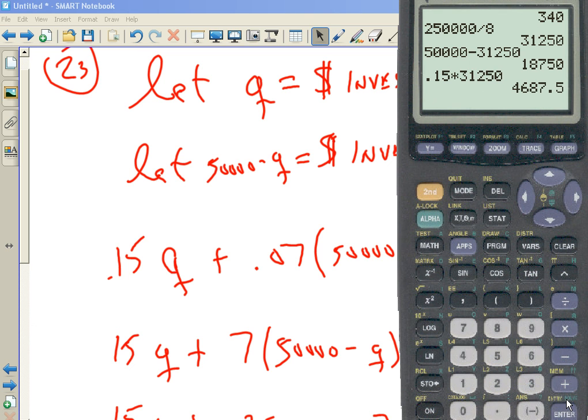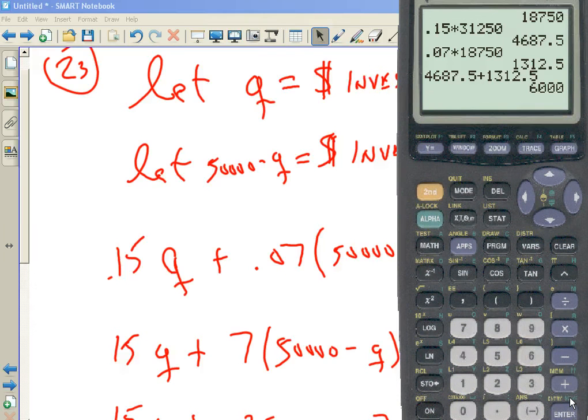So the B-rated bond gives her that much money, $4,687.50. Wait. What about the 7%? Well, we're going to add them up, right? So 0.07 times the other amount. What was the other amount? 18,750. That is $1,312.50. Well, does that add up to 6,000? Let's see. $4,687.50 plus $1,312.50. Is it in fact 6,000 bucks? Check. There's your check. Done.